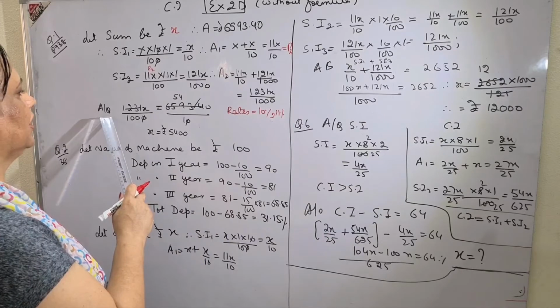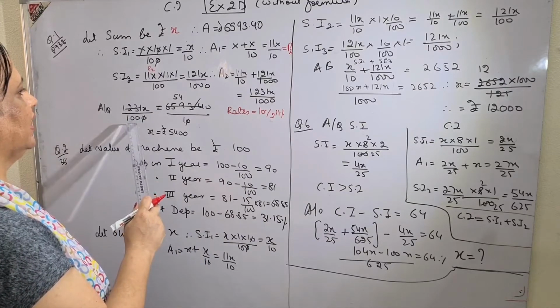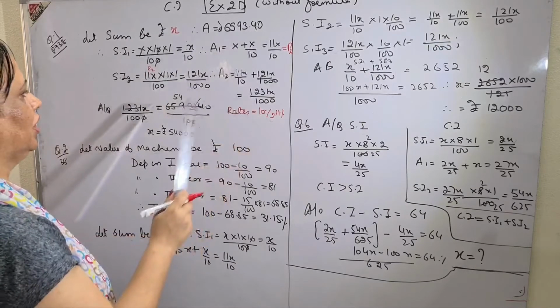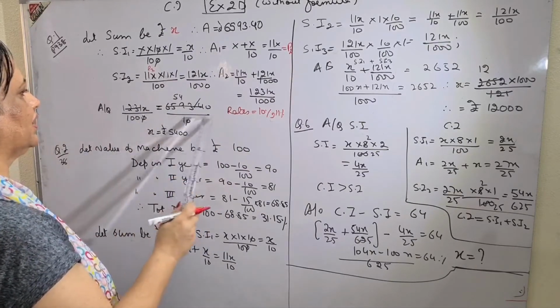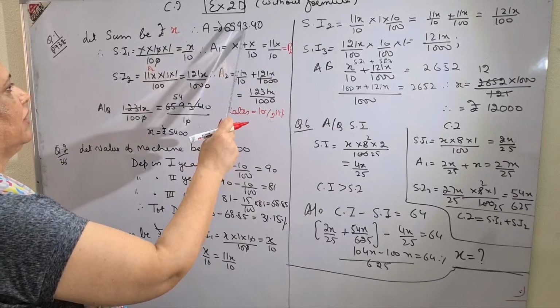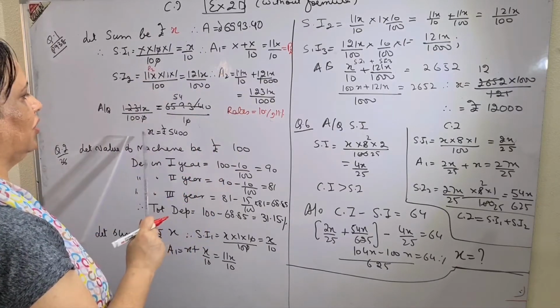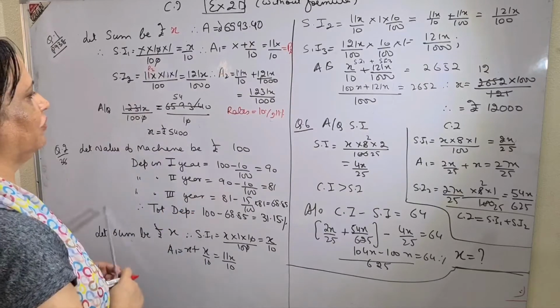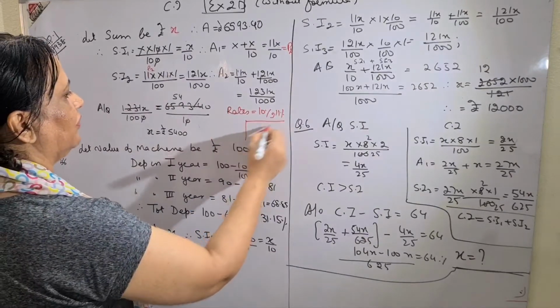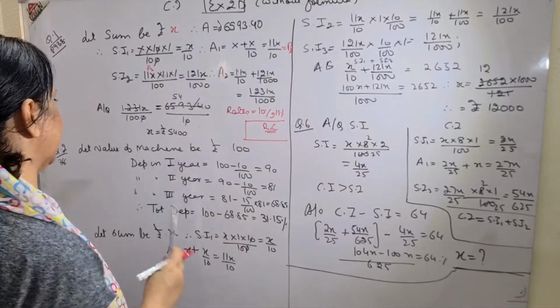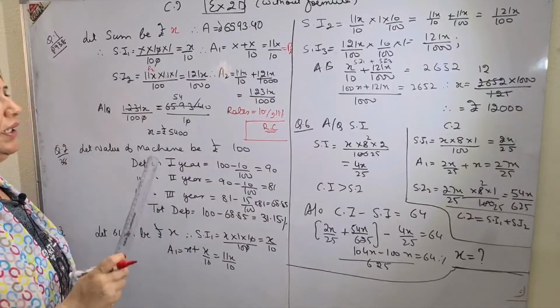Then according to the question, the amount for the second year is given as 6593.40. Since both are the amount for the second year, one given in the question and one I calculated according to the formula, equating them I got the answer rupees 5,400. You have to do this in the rough column. Please calculate it, check it two times, then only go for the next question.